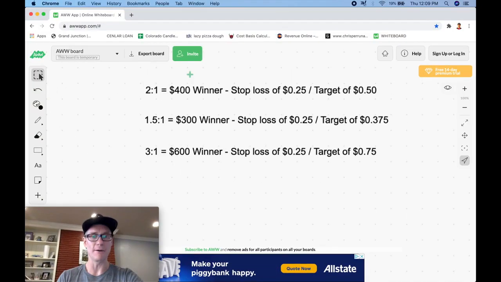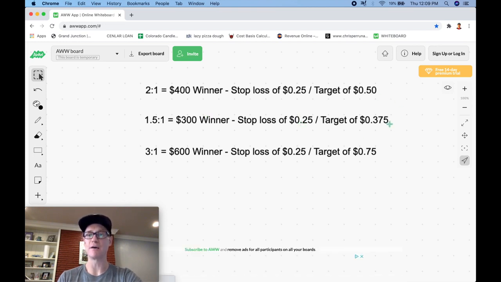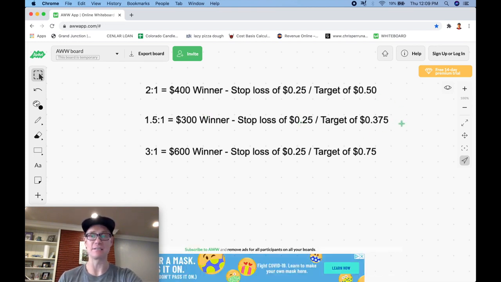So let's start with one of the most common strategies for managing trades, which is a reward of 1.5 to a risk of 1. They call it a 1.5 to 1 reward to risk ratio. If this would hit with my level of risk being $200, it would produce a $300 winner with a stop loss of 25 cents and a target of 37.5 cents per share. So it doesn't have to go all the way to 50, it just needs to go 37.5.